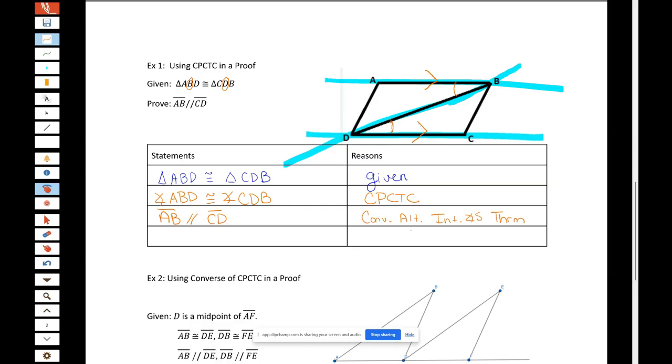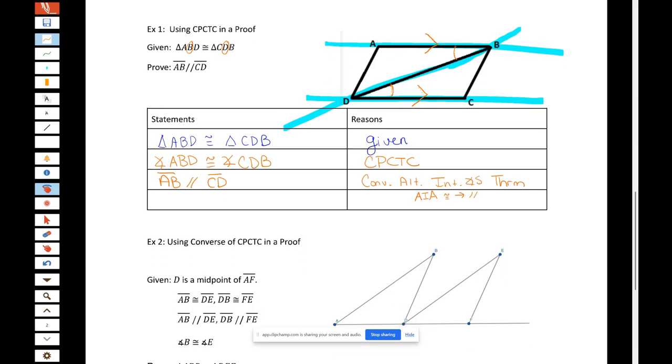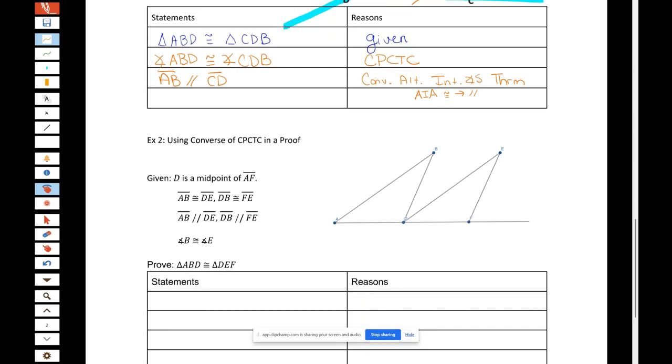Or you could say alternate interior angles congruent implies parallel lines. You could say it that way too, because that's what the converse of that theorem says. So we have now proven that AB and CD are parallel. Proofs like this are going to come in handy when we do our units on quadrilaterals, because I will have you prove things about this shape, which is a parallelogram. So we'll be using this in further units.